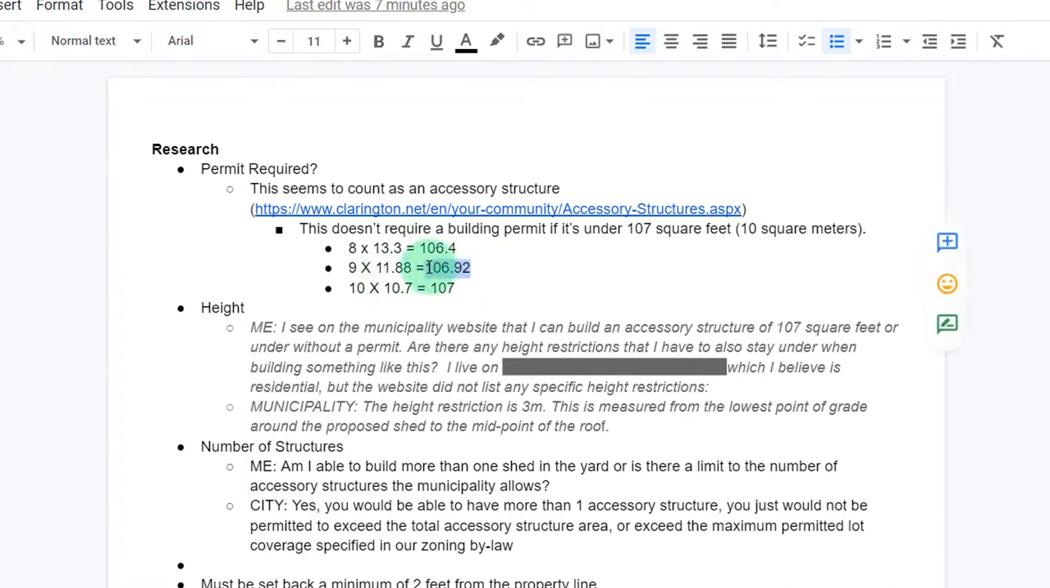Getting very close to 107 square feet is around a 9 by 11 or 11 and a half or so. And then if I do 10 by 10 and a half or so, I can still stay under that 107 square feet. So I'm very comfortable with that. I think that there's going to be enough space in there for me to work.